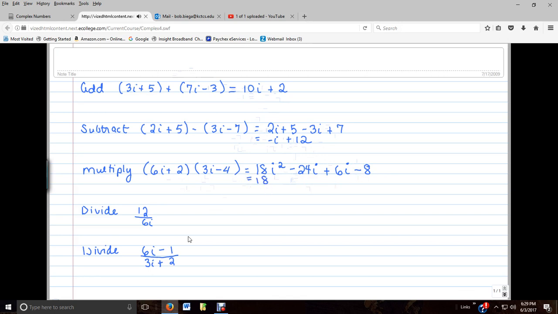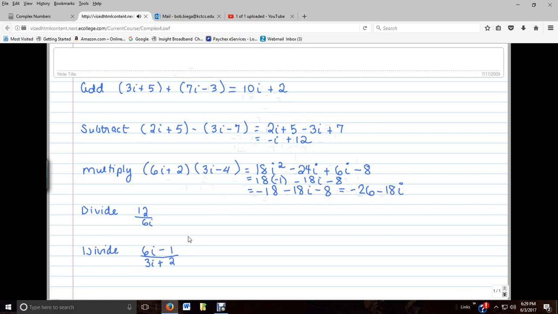Remember that i squared is negative 1. We can add the negative 24i and 6i, that is negative 18i. Let's finish simplifying. 18 times negative 1 is negative 18. And now I can add together the negative 18 and the negative 8 to make negative 26 minus 18i.